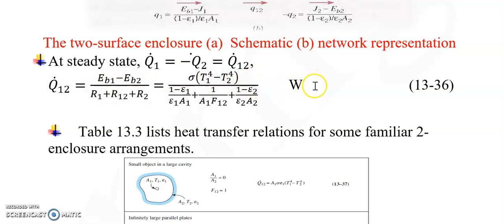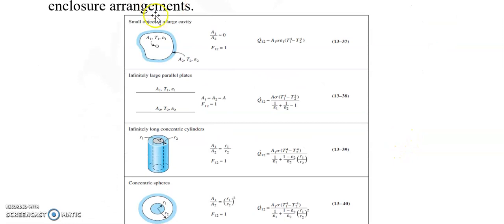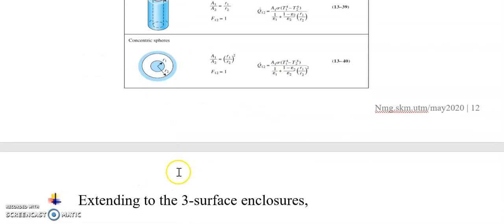So it's in watt, and temperature is in Kelvin. Now, table 13.3 lists heat transfer relations for some familiar two-enclosure arrangements. You have the small object in a large cavity, infinitely large parallel plates, which we often see in engineering devices, infinitely long concentric cylinders, and concentric spheres.